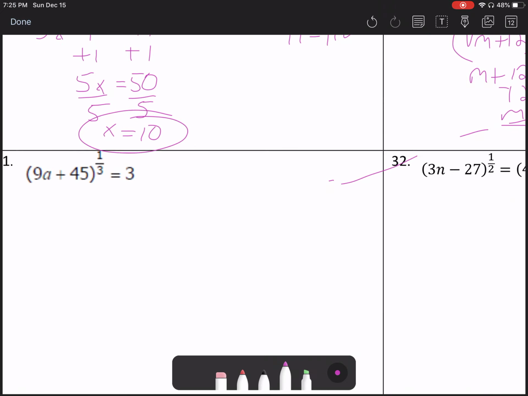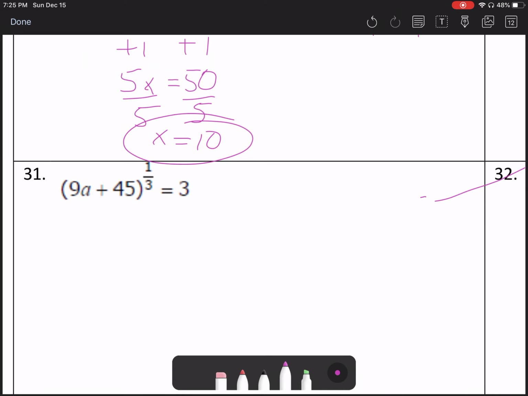Moving on to 31. 31 is pretty much taking care of us. This is a little bit less of a step. What I need to do is get rid of this 1/3. You take it to the power of the reciprocal. The reciprocal of 1/3 is 3. So I'm going to take each side to the third power. If you do it to one side, you have to do it to the other for the equation to remain balanced. So I have 9a plus 45 is equal to 3 to the third power.